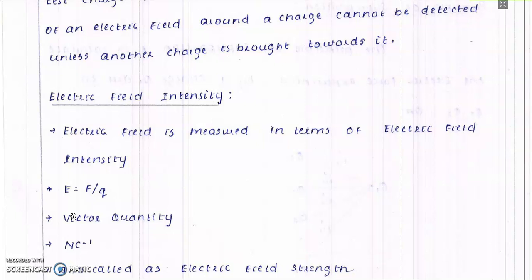One is E is equal to F by Q, and the other is E is equal to V divided by D. At the same time, it is important to note that electric field intensity is otherwise called electric field strength. Whatever the notation, we say E is equal to F by Q, that is force per charge, or E is equal to V by D, that is potential divided by distance, and it is represented as Newton per Coulomb, N C to the power minus 1, or in terms of voltage.